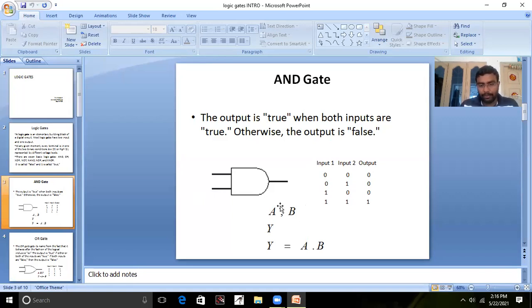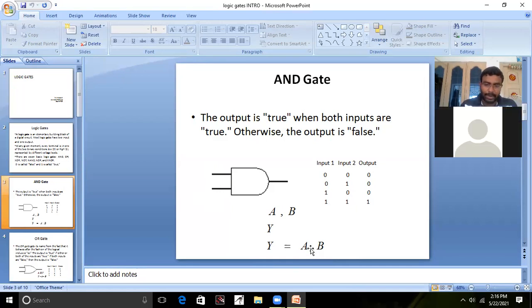Guys, remember, if I am taking input A and input B as inputs and my output is Y, then your output Y is equal to A into B. Guys, what do you understand from this expression? Y is equal to A into B. The AND gate is used for multiplication of two inputs. That is right.